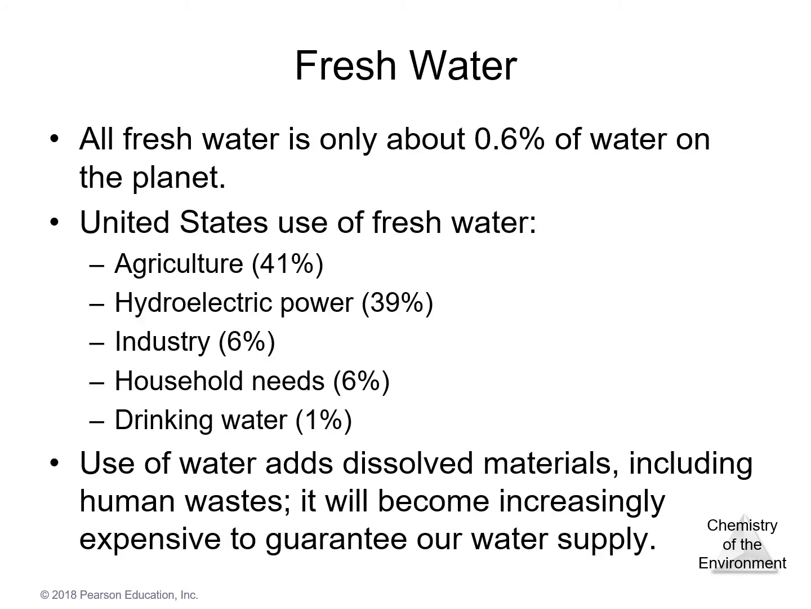Now, fresh water is about 6% of the water on the planet. The United States uses fresh water for agriculture, hydroelectric power, industry, household needs, and drinking water. Because water is used as a carrier of dissolved materials, including human waste, it becomes increasingly expensive to guarantee our water supply.